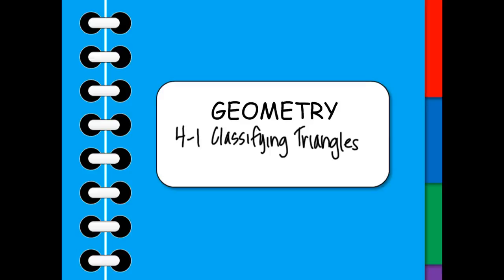We're in Chapter 4, Section 1, and we're going to look at classifying triangles. We're going to classify triangles by their angles, and then also by their sides. We'll start out just talking about how we're going to do that, and then we'll get down to the nitty-gritty and do it.